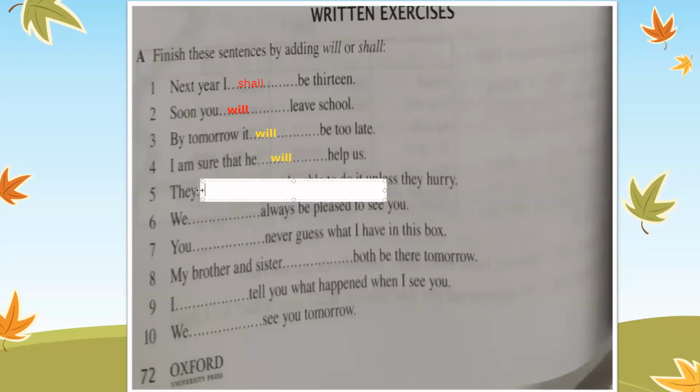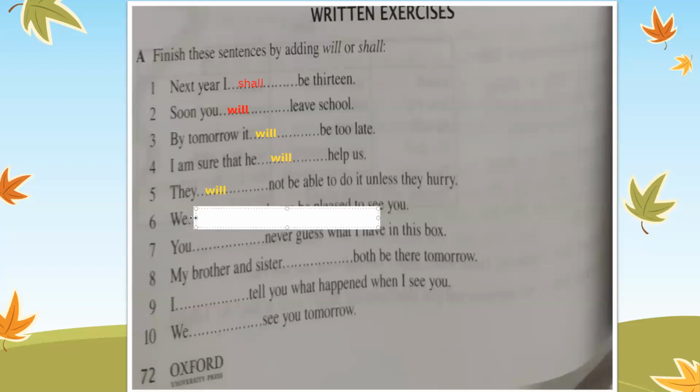Now here we will say they, number 5 sentence. They will not be able to do it unless they hurry. Or it can also be that they will not be able to, or they are not going to be able. Number 6: we. Now here we have what? We shall always be pleased to see you. Number 6, so we shall, you can give, or you can give we will, both can be.